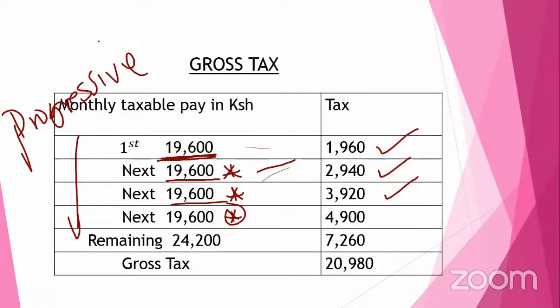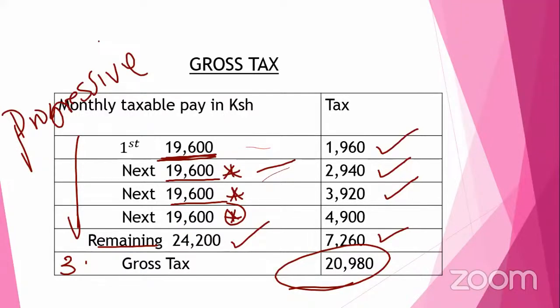You don't get all the money and place it in one slab and tax it. All your money has to go through the slabs where the value reaches. So the remaining amount that was not taxed was this figure, which gave you this. And then you have your gross tax. This was our definition number 3, if I'm right. Gross tax.